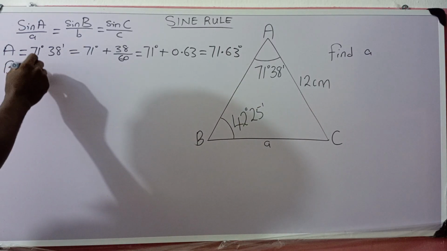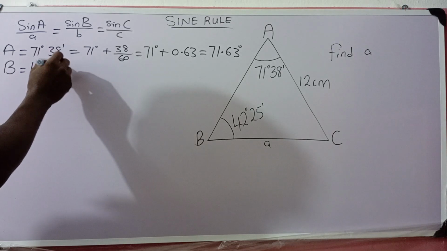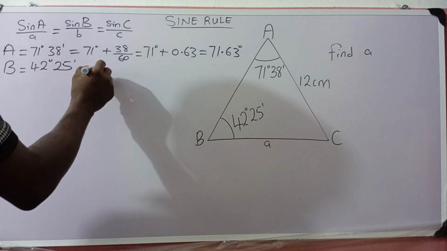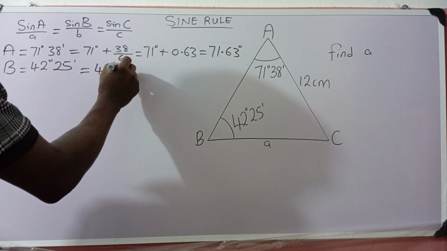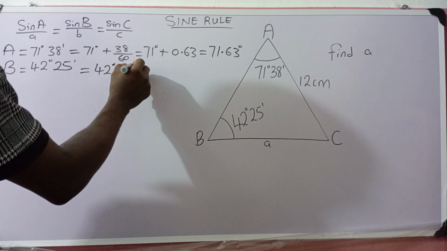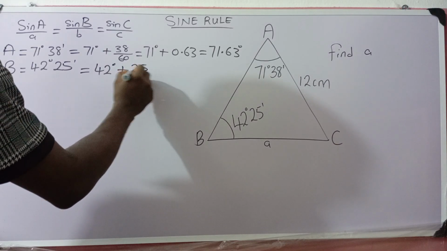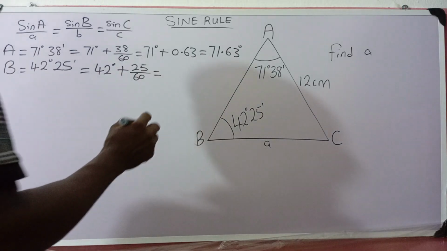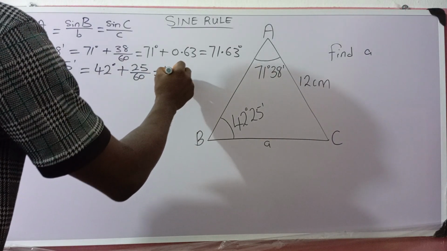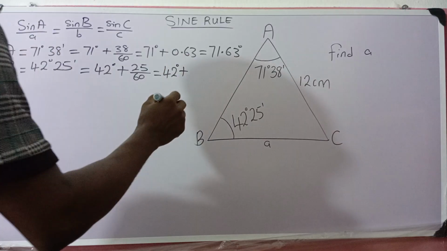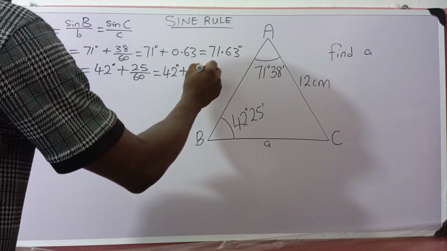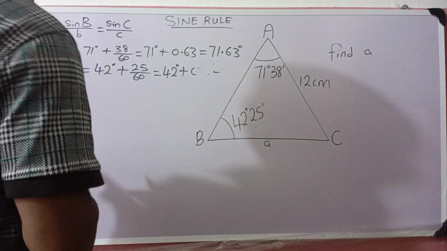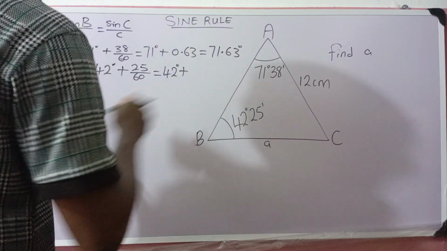In angle B, we have 42 degree, 25 minutes. All right, so we have to now convert. That will now be 42 degree, then 25 minutes to be converted to degree. That will now be 25 divided by 60. Then that will now give us 42 degree plus 0.42. So putting it together, let's make it smaller so that it can enter the space.